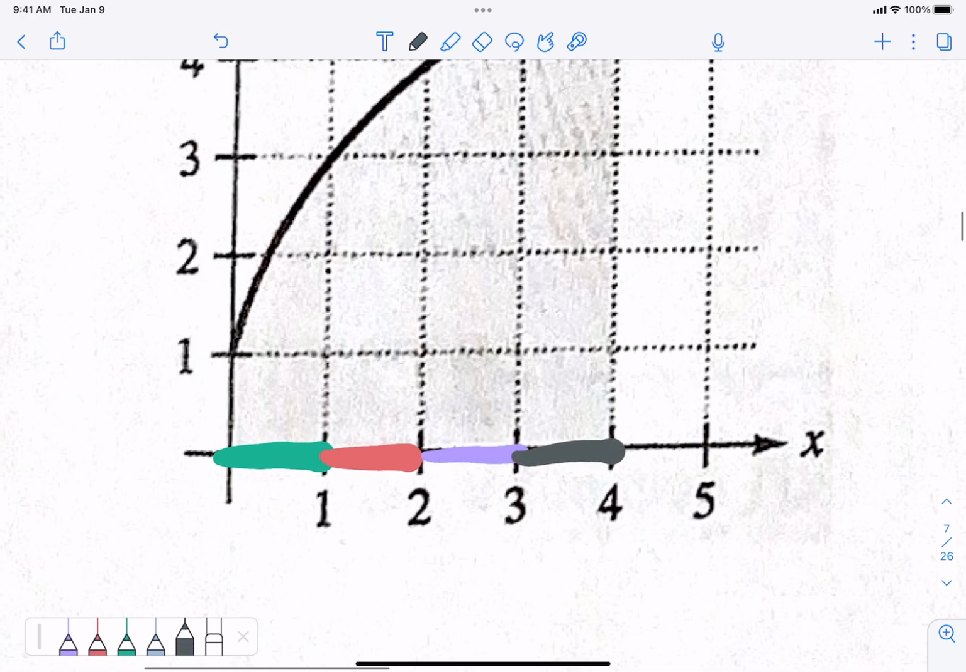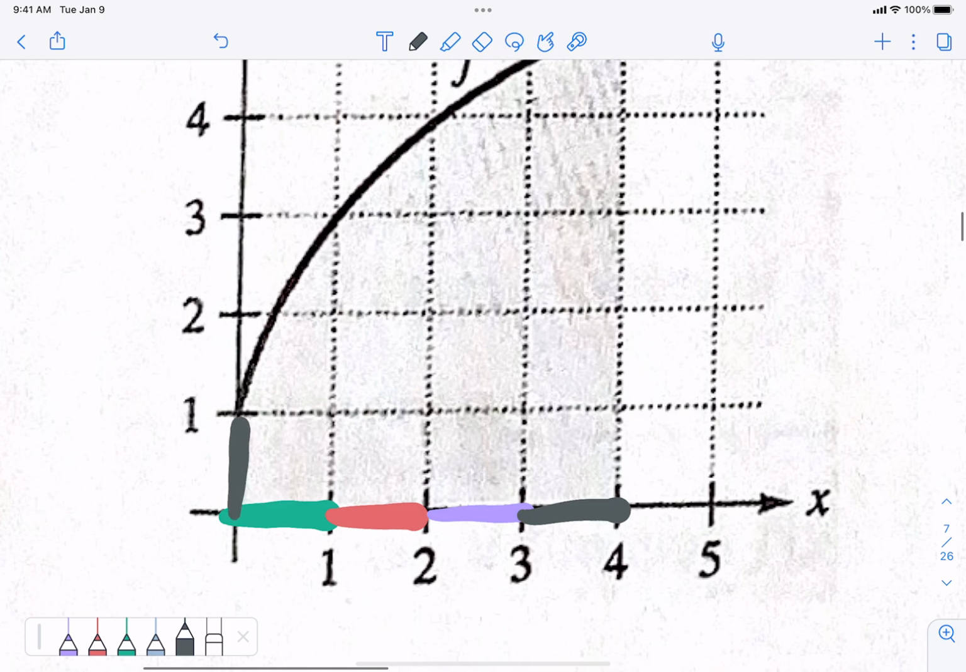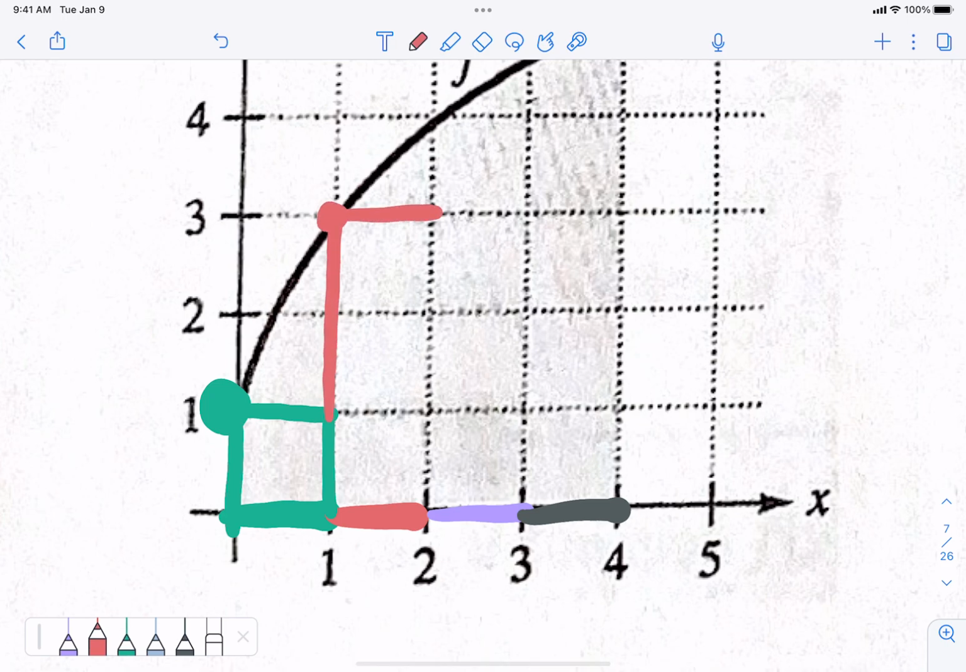Now, if we're doing the left endpoints, this first rectangle is going to go up and touch on the left side. Wherever the left side of that rectangle hits the graph, that's where I'm going to stop. How tall is that going to be? 1. It's going to go up to 1 because it's hitting the left side right here, and then it stops. My second rectangle is going to go up to 3, because that's the left side.